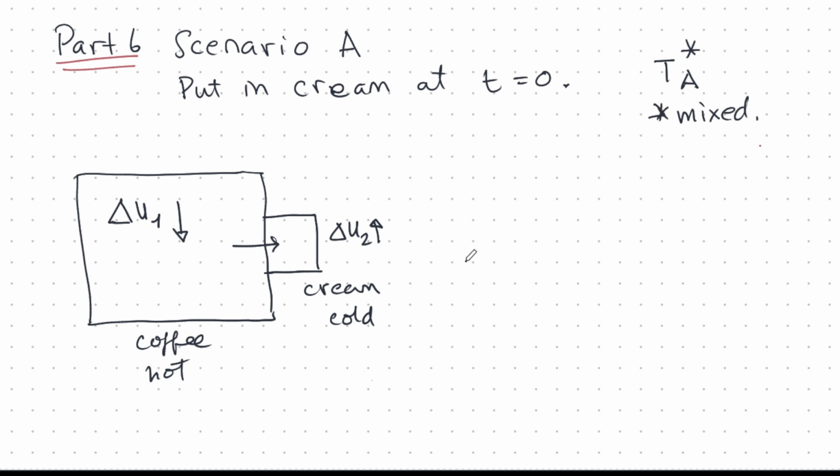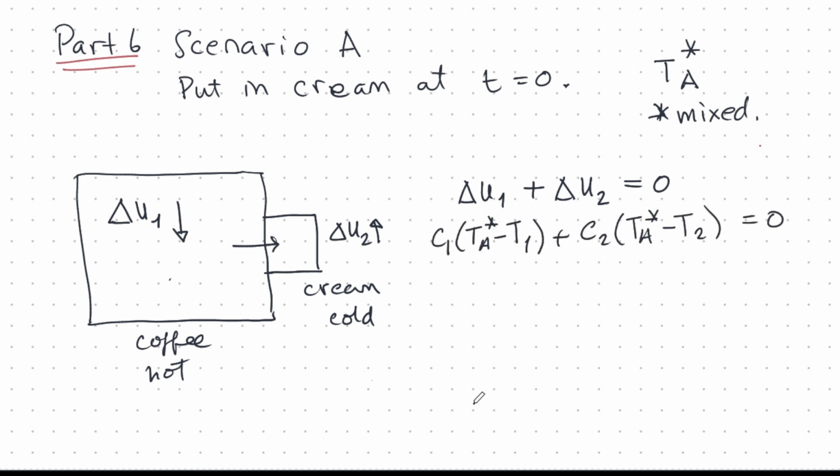But we know those heat capacity equations too. And we know that by conservation of energy, the change in the energy of the coffee plus the change in the internal energy of the cream has to be zero. It's not going anywhere, okay? So that has to be zero. Expanding these expressions and putting in the thing that we used before, we get this, where T1 is the coffee temperature at mixing, and T2 is the cream temperature at the time that we're doing the mixing.